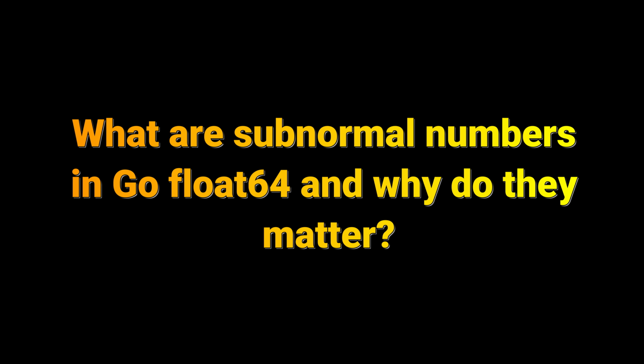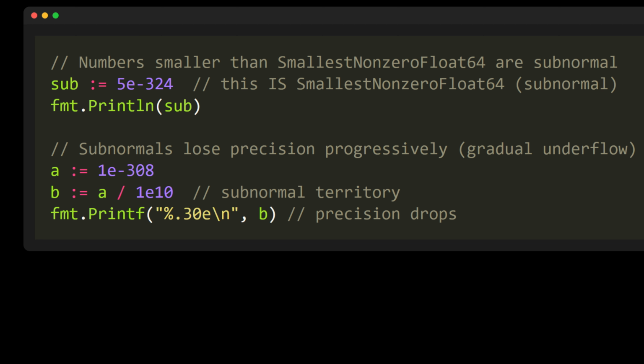Question: what are subnormal numbers in Go float64, and why do they matter? Subnormal numbers are very small float64 values that are smaller than the smallest normal float64 number. They allow numbers to slowly go towards 0 instead of jumping to 0 suddenly. This is called gradual underflow. The problem is that subnormal numbers lose precision as they get smaller, so calculations with them can become less accurate and sometimes slower.